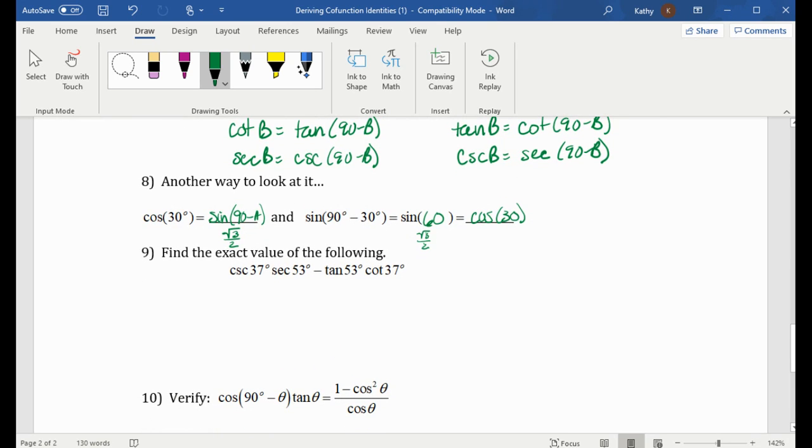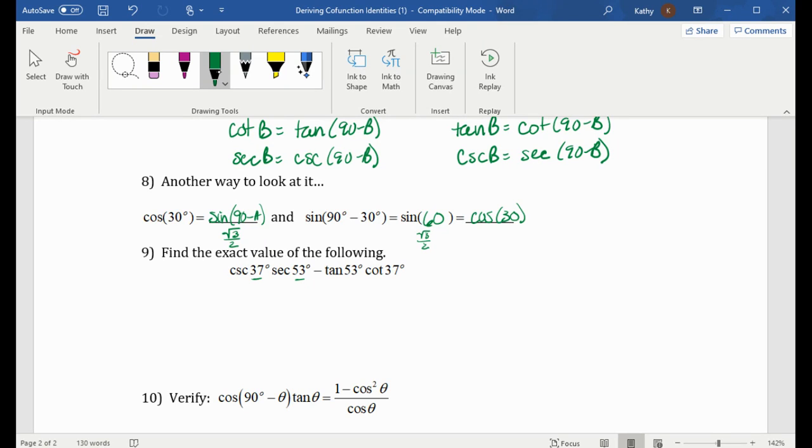Okay, so how does this apply when we want to find exact values? Well, we're going to look at cofunctions. These are random numbers, 37 and 53. We don't want to use our calculator to find them, but we do know the fact that these values of 37 and 53 are complementary angles. So we can rewrite this in terms of another function.